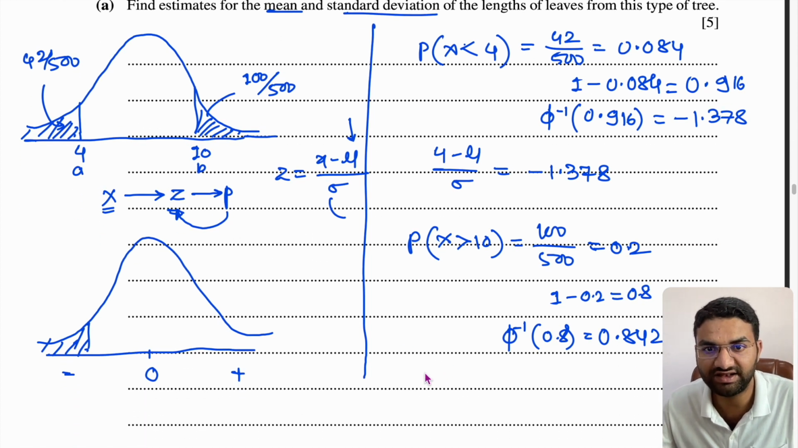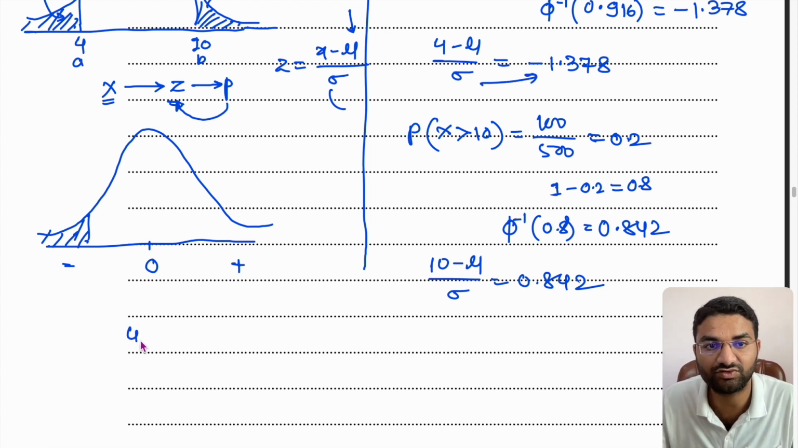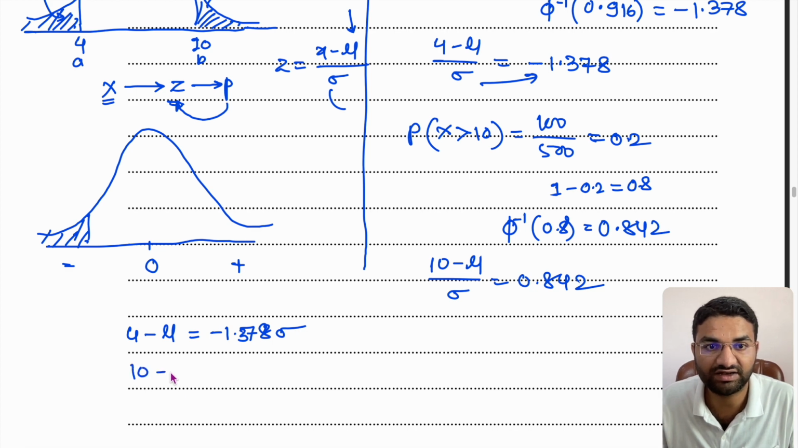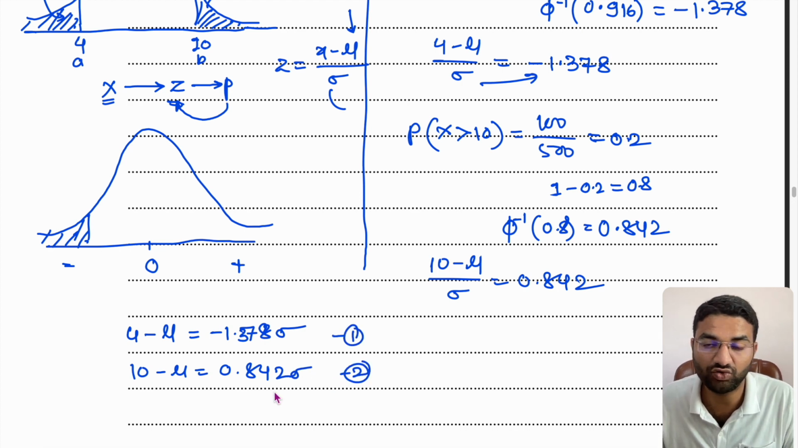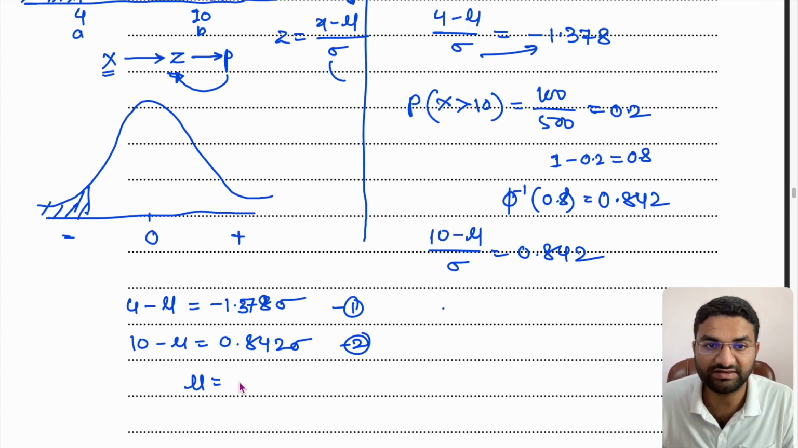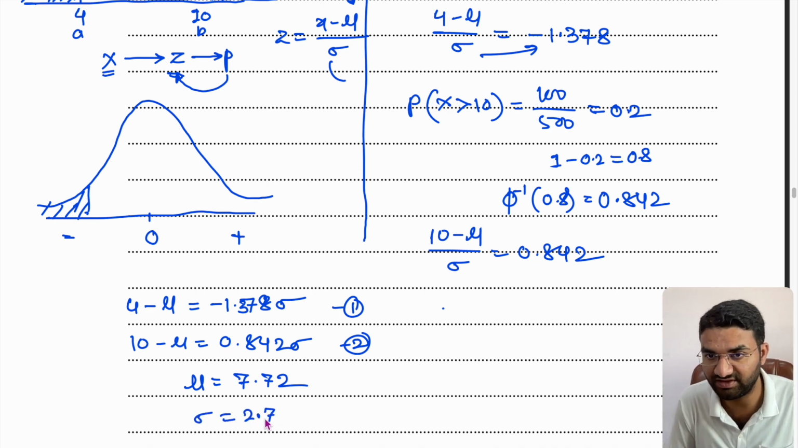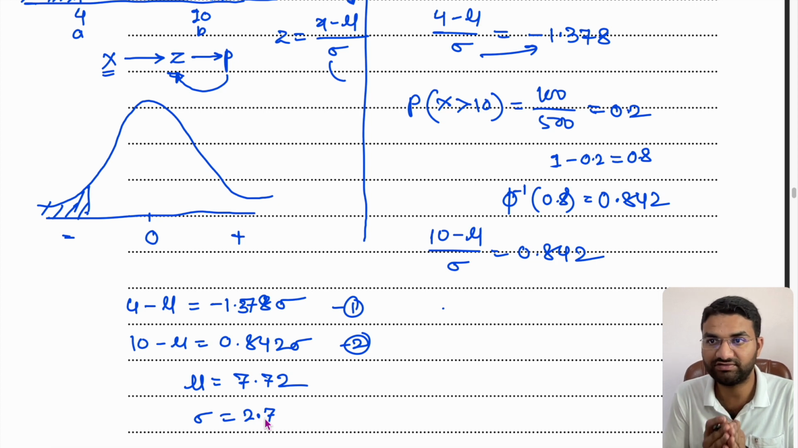Then the next simple part here: you have 10 minus mu over sigma is equal to 0.842. Then if you solve this one, transfer this sigma to the right hand side: 4 minus mu is equal to negative 1.378 sigma, and 10 minus mu is equal to 0.842 sigma. Solve these two linear equations, and in your calculator you will get mu is equal to 7.72 and sigma is equal to 2.70, right? So this is how you find the answer.